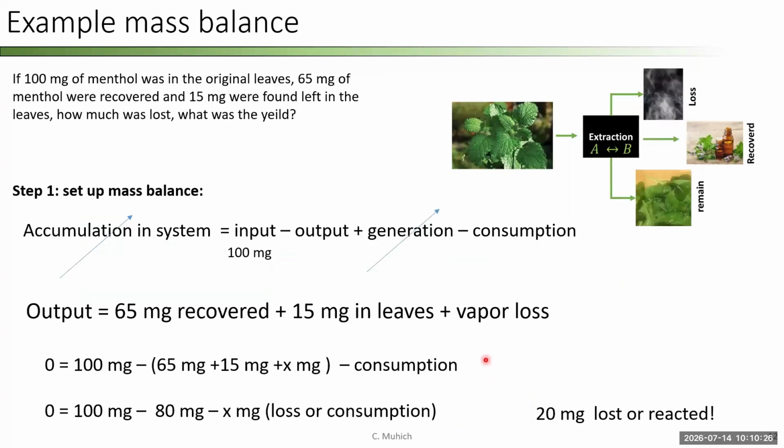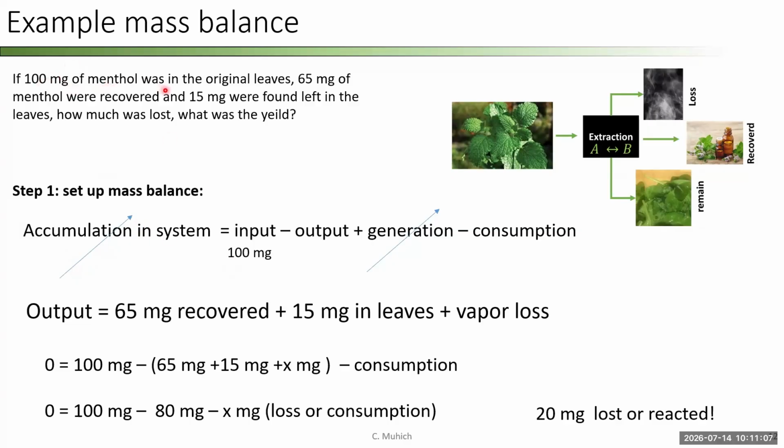We are going to do this in a few different steps. First, we're going to set up our mass balance. That's our overarching equation. We have accumulation in the system is equal to input minus output plus generation minus consumption. So we can look at this extractive process and say that we have stuff coming in, stuff going out. We are going to assume that nothing is accumulating in the system. I've put the peppermint into my extractive device, and at the end, I've cleaned the device. There's nothing left in the device.